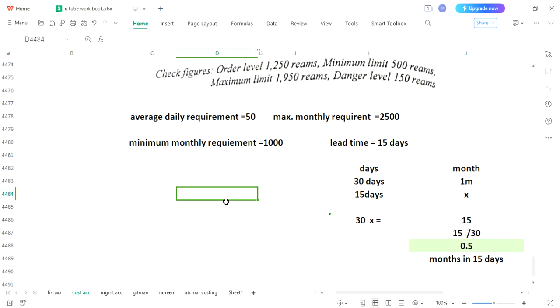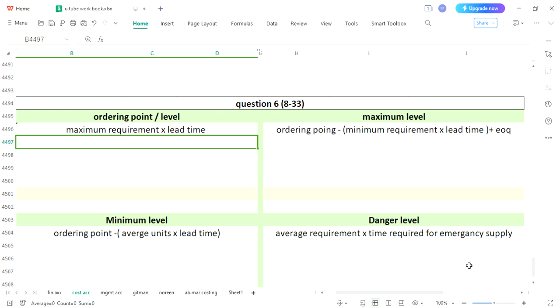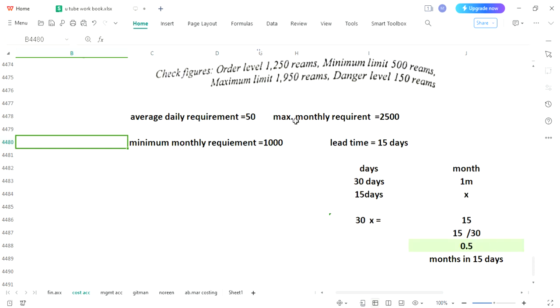Everything else is almost done. Maximum is available, which is monthly requirement. Minimum again monthly requirement, and we have changed our time from daily to monthly, 0.5 months. So it's time to proceed to our question. Maximum requirement we have seen from the question.